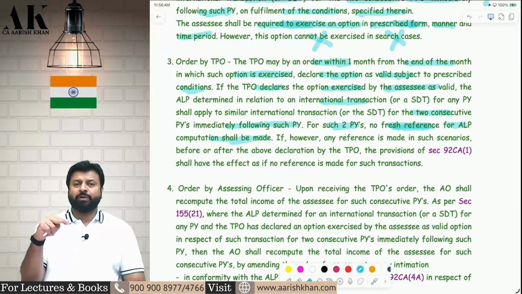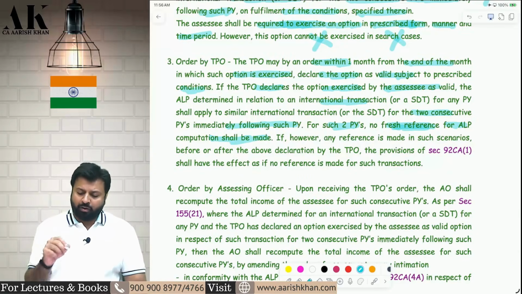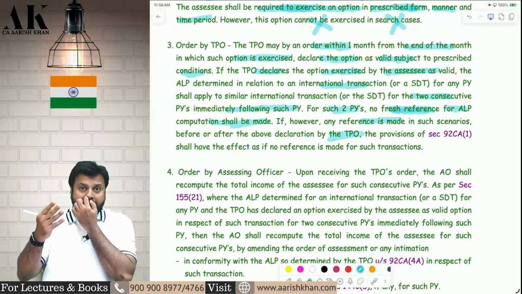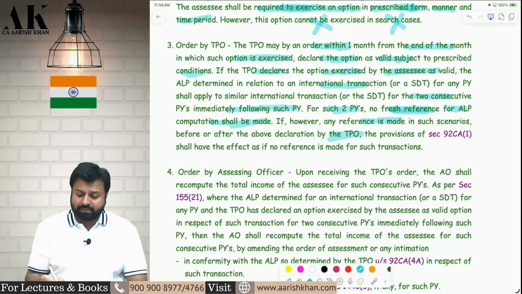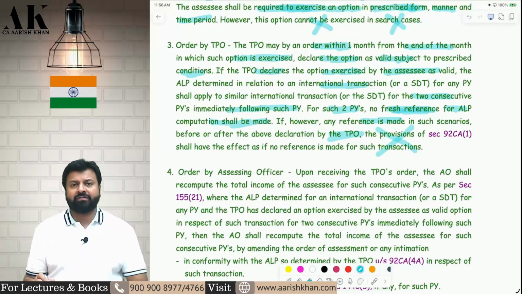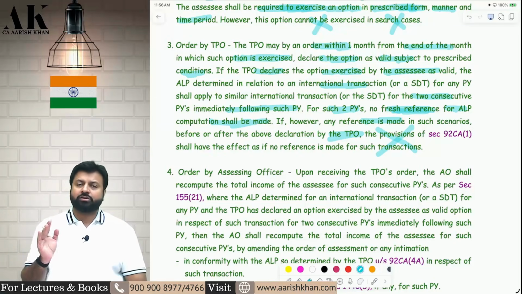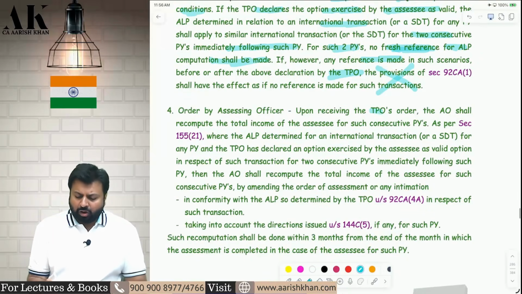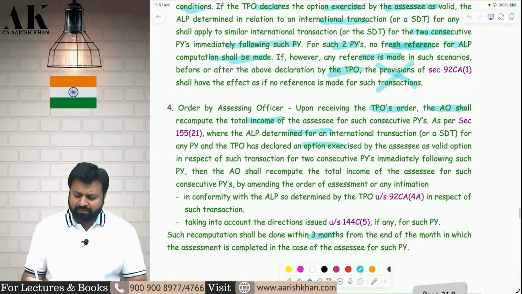So for the next 26-27 and 27-28, AO will not refer to TPO, and if he has already referred first and then I made an application, then he will cancel the reference. He will stop that particular proceeding and he will accept my price for the next 2 years. Then TPO's order will be given to AO, and then AO will pass the final assessment order, etc., all these things. And that will be done within 3 months, nothing great as such.